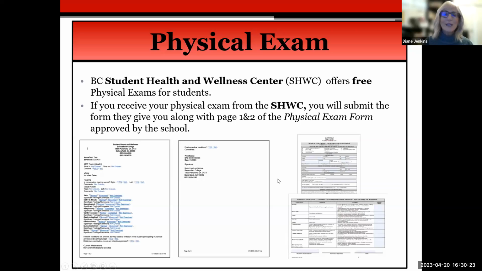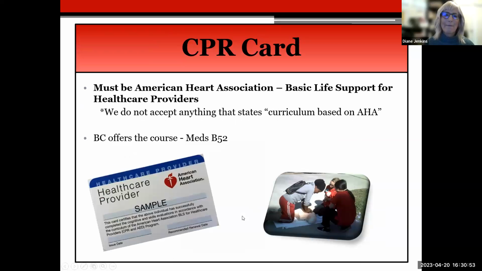So if you choose to get your physical exam there, you still have to print out the BC physical forms that Vanessa's pointing to. You will complete pages 1 and 2 of that physical form that I just spoke of. And then you will also submit the paperwork that you receive after you have your physical from the Student Health and Wellness Center. It looks like the first 2 pages on this slide.